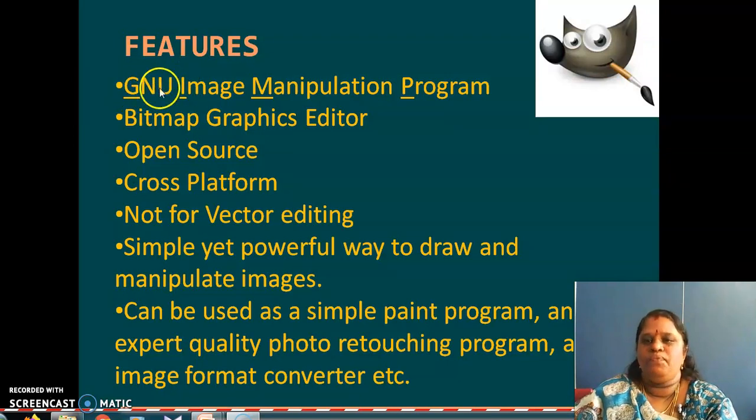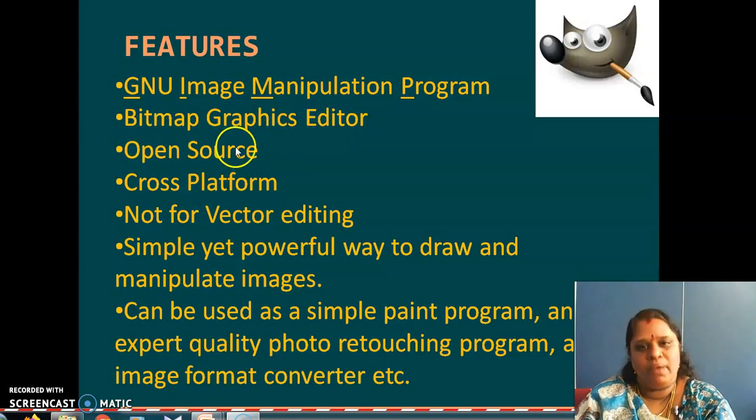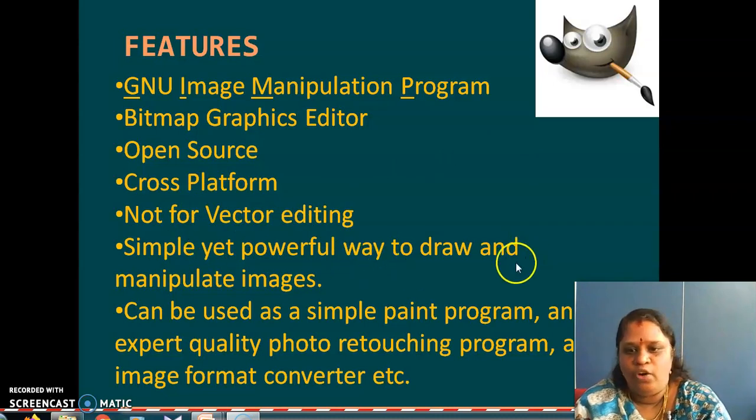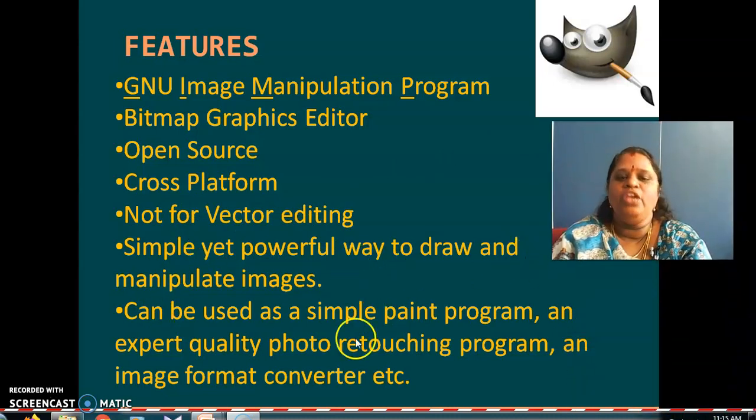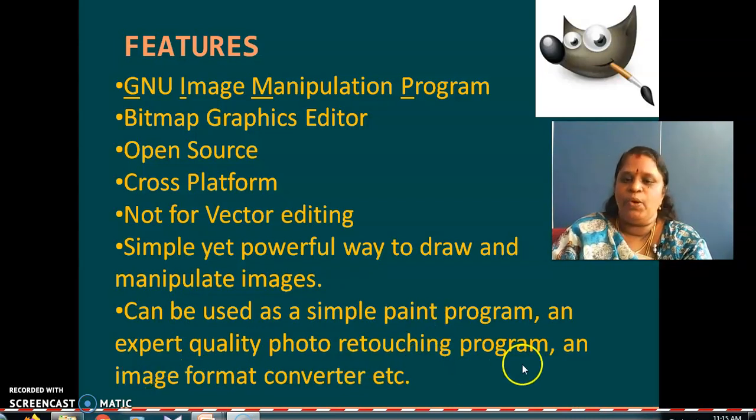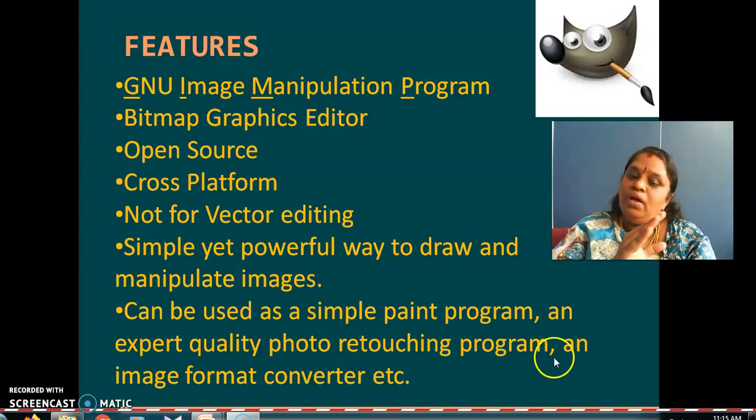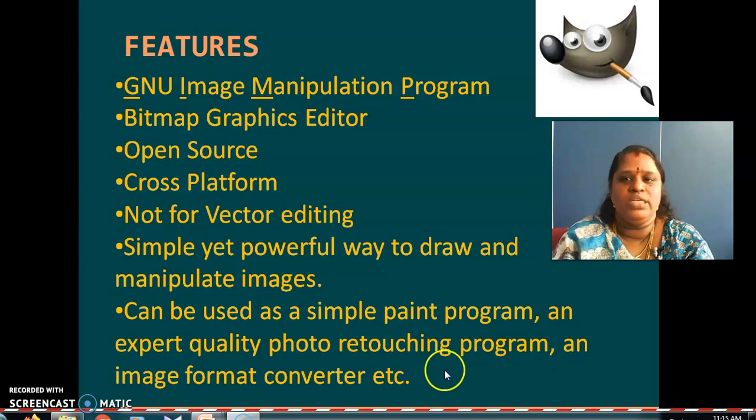The next one is the bitmap graphics editor. In your 5th standard, in Inkscape, you learned about vector graphics and scalar graphics, isn't it? So this is a bitmap graphics editor. It is an open source software. It is cross platform. In any operating system, it can work. It is not for vector editing alone, a simple yet powerful way to draw and manipulate images, and can be used as a simple paint program, an expert quality photo retouching program, and image format converter, etc. So from a simple paint program up to the image format converter, we can use this GIMP.